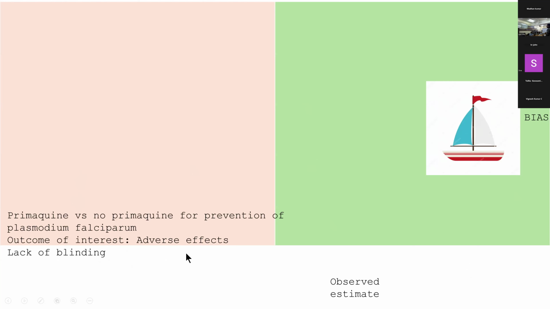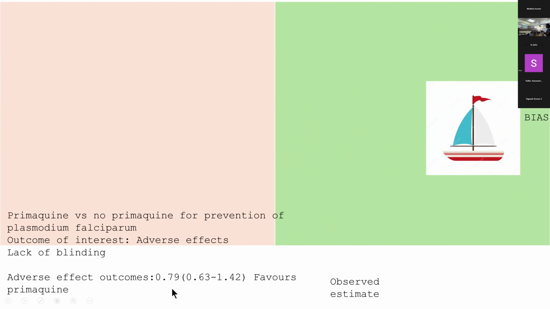Primaquine versus no primaquine for prevention of Plasmodium falciparum. Here the outcome of interest is adverse effects. And here there is lack of blinding. What do you think, would patients attribute all their nausea, vomiting, diarrhea to the primaquine? So do you think the overall effect will favor the primaquine or will it be unfavorable to primaquine? It will be unfavorable. So you're actually expecting the bias to come here.